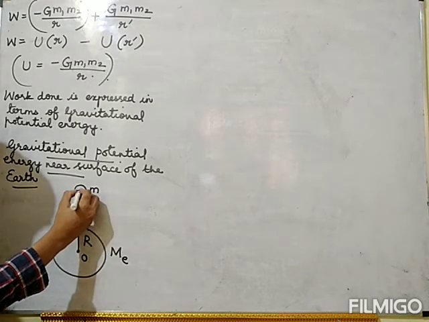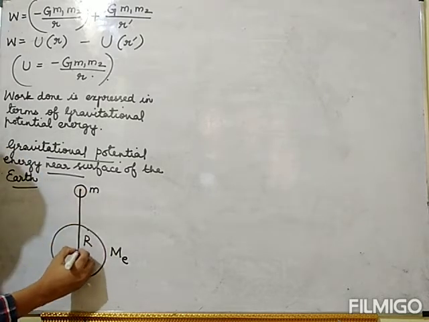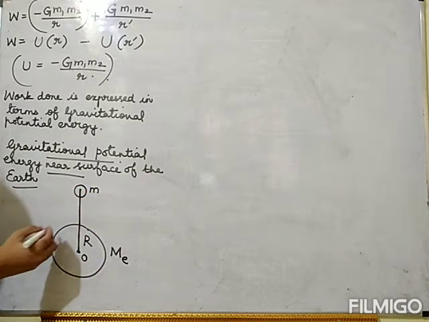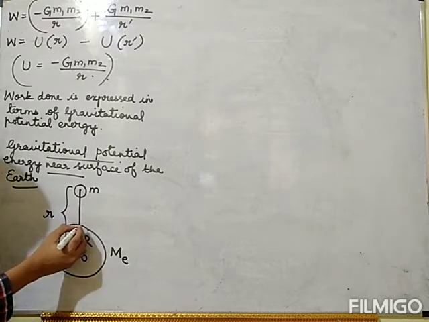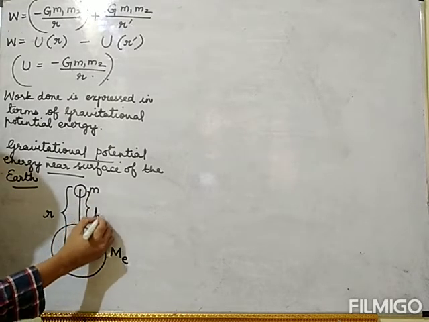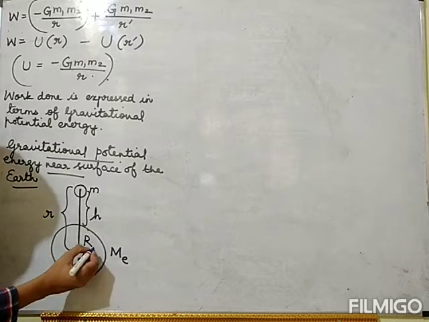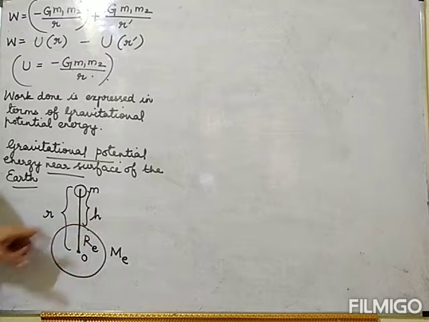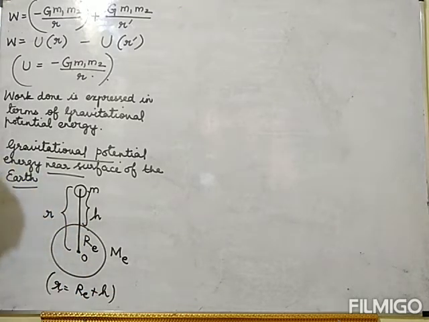Okay, so from the body till the origin, the distance between the body and the origin is small r. The body is at a height h from the earth. So what will be r? This is the radius of the earth, I am taking it as Re. So r will be equal to Re plus h. So r is equal to Re plus h.